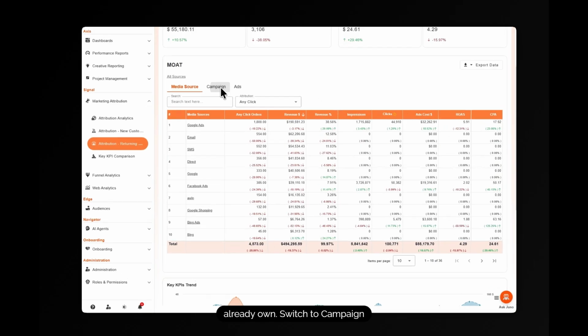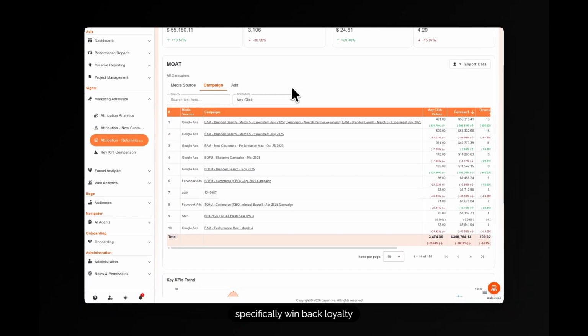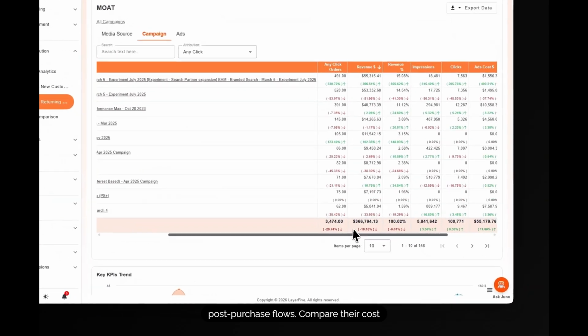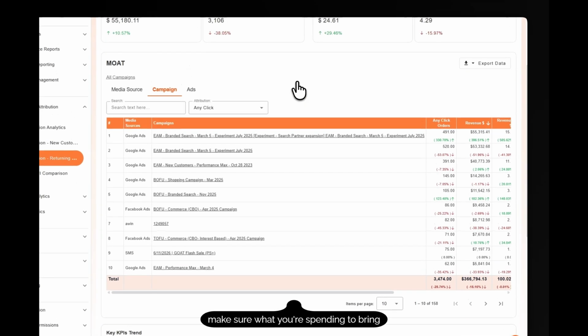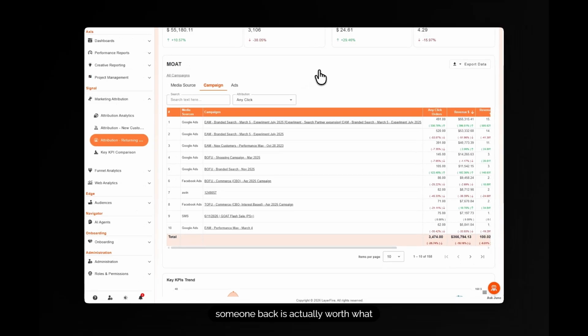Switch to campaign to check your retention campaigns specifically. Win-back, loyalty, post-purchase flows. Compare their cost per acquisition against your average, and make sure what you're spending to bring someone back is actually worth what they're worth.